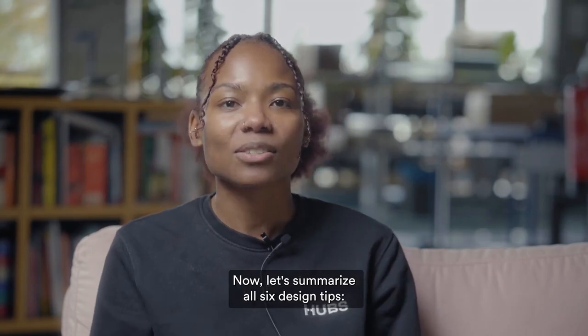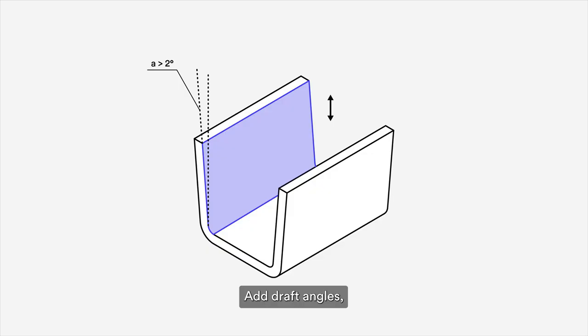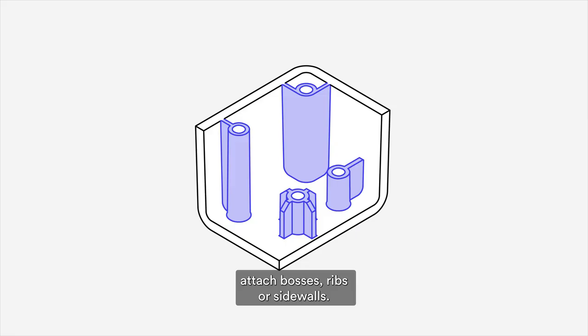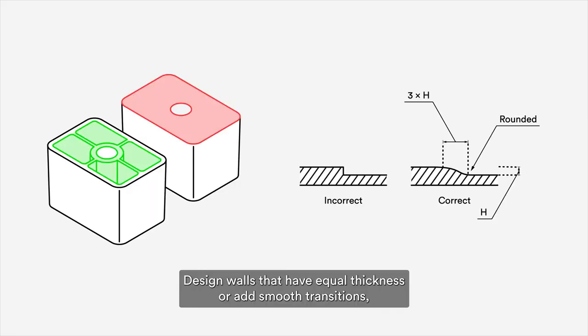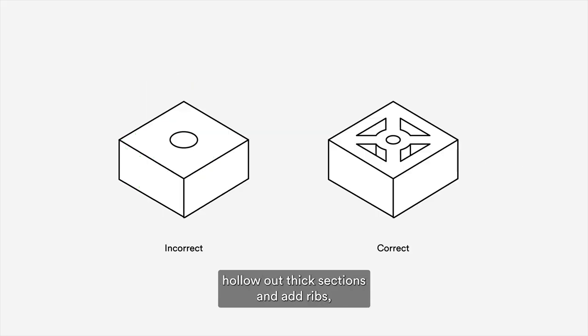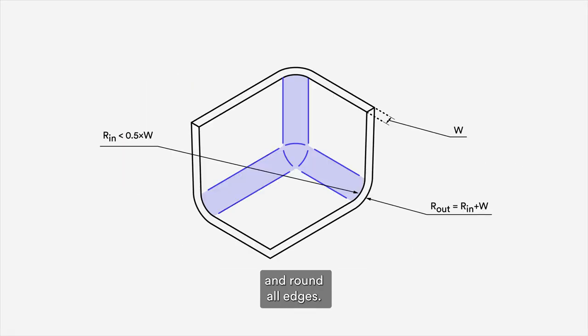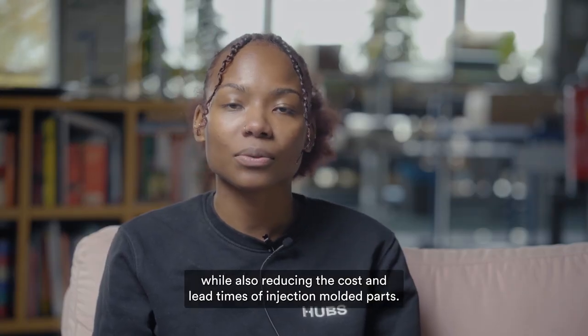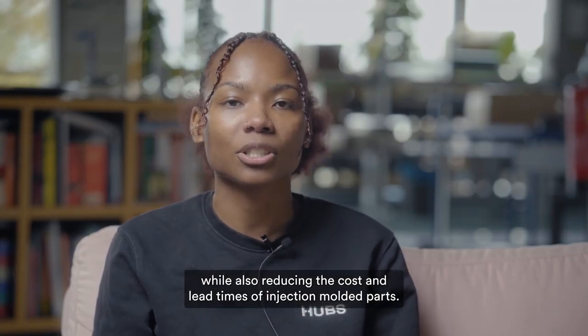Now, let's summarize all 6 design tips. Add draft angles, avoid undercuts, attach bosses, ribs, or sidewalls, design walls that have equal thickness, or add smooth transitions. Hollow out thick sections and add ribs and round all edges. These design tips will help you avoid defects while also reducing the cost and lead times of your injection molded parts.